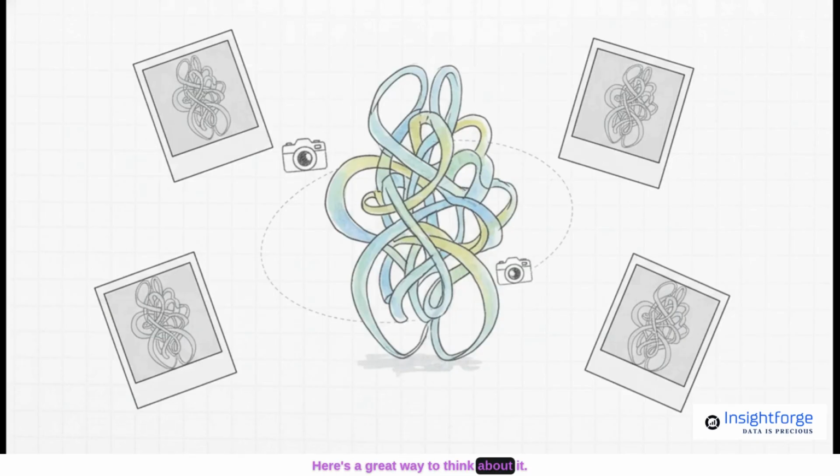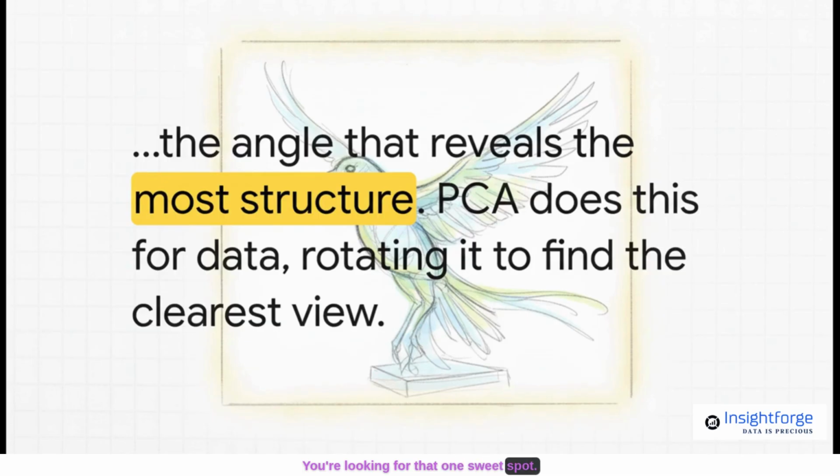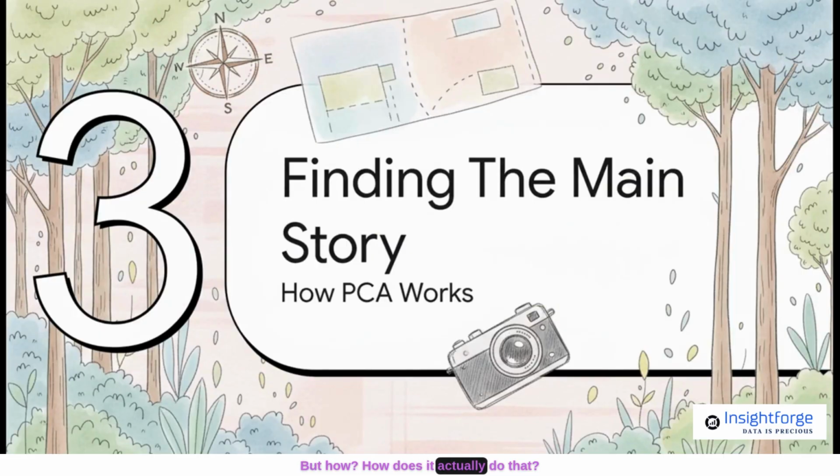Here's a great way to think about it. Imagine your data is a really complex, beautiful sculpture. Now, if you wanted to take the best possible photo of it, you wouldn't just snap a picture from wherever you happen to be standing, would you? No way. You'd walk around it, you'd look for that perfect angle. You're looking for that one sweet spot, that one angle that reveals the most structure, the most character, the most story. Well, PCA does exactly that, but for our data. It mathematically rotates the entire dataset to find the one view that makes those hidden patterns pop right out at you. But how? How does it actually do that?